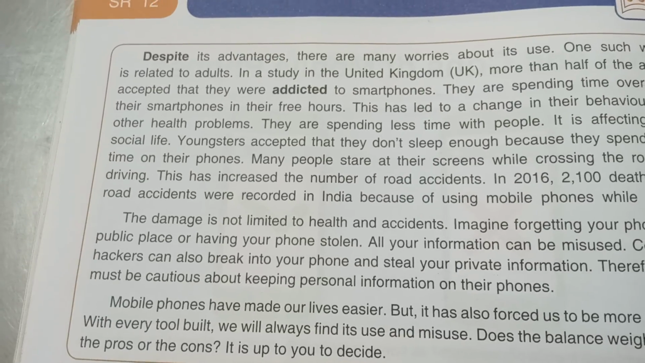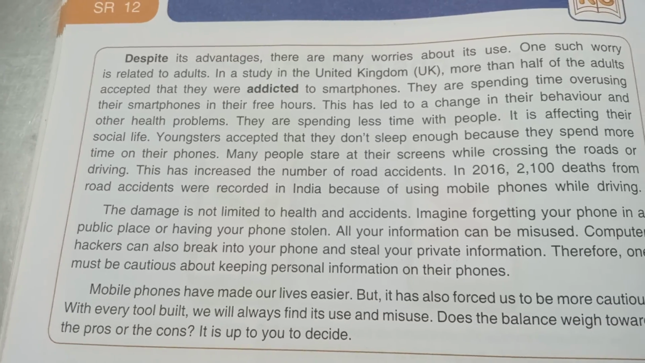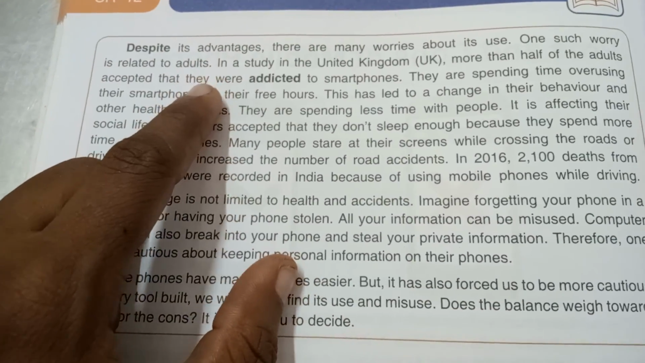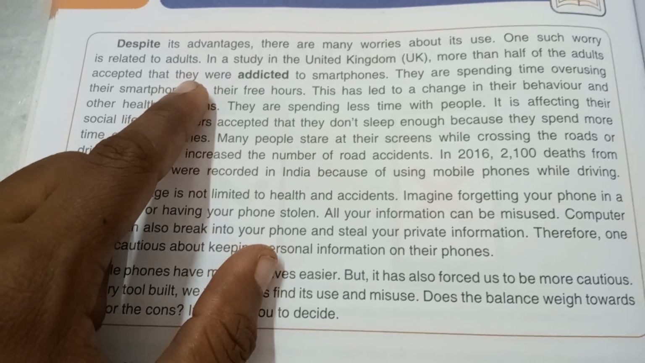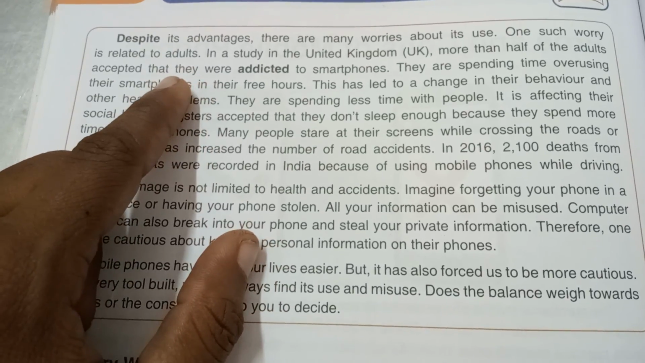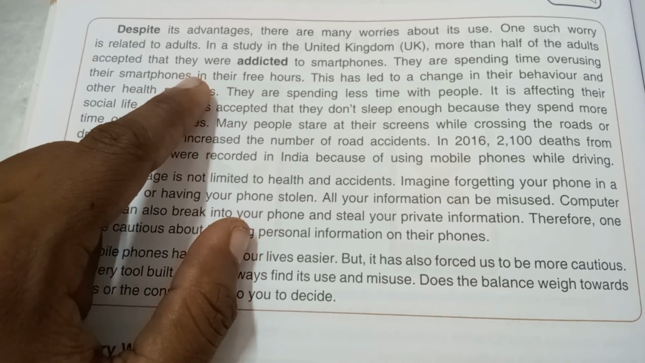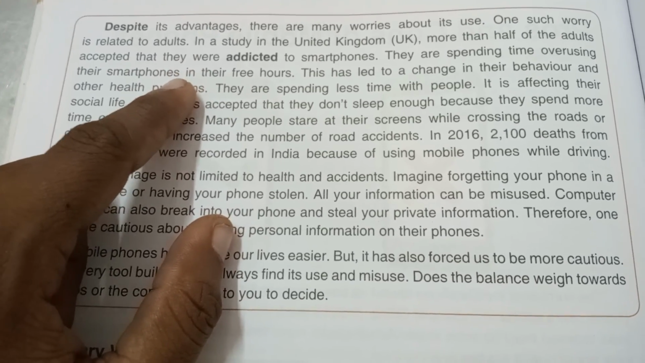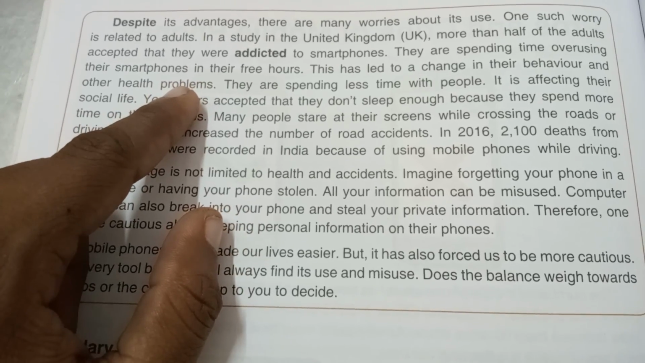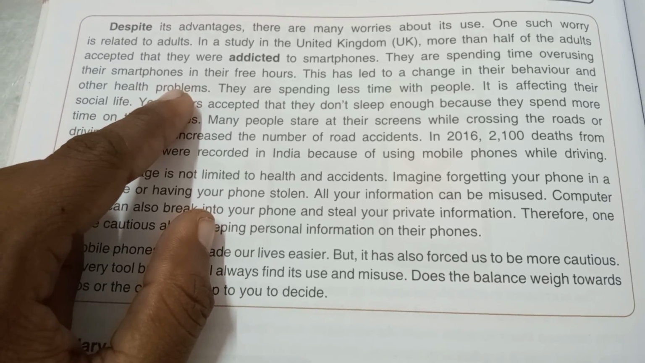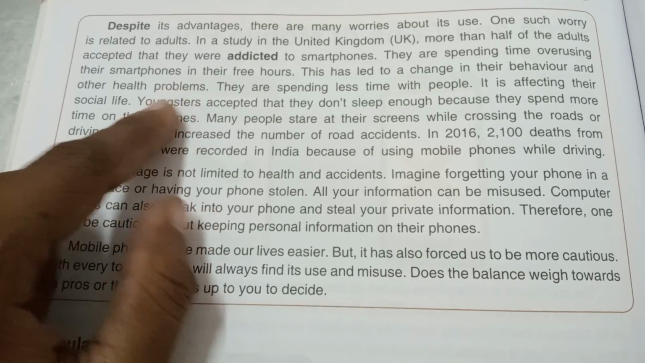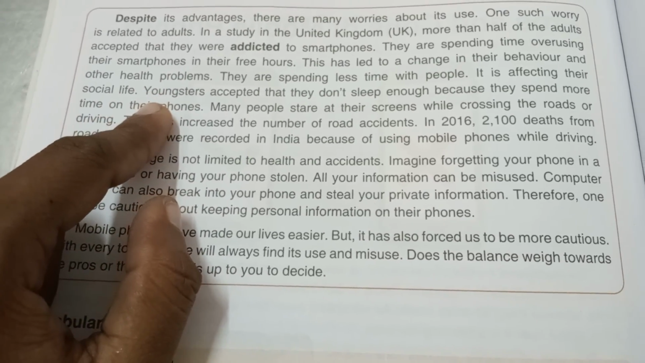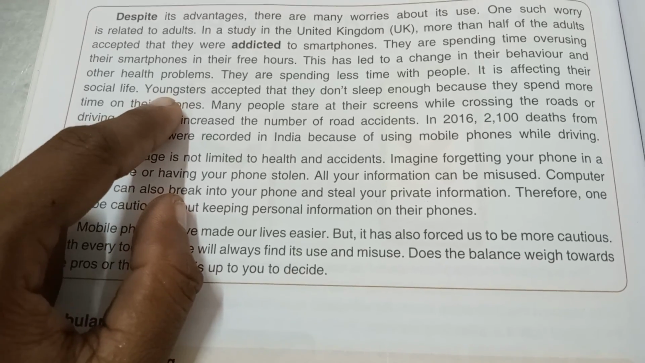Despite its advantages, there are many worries about its use. One such worry is related to adults. In a study in the United Kingdom, more than half of adults accepted that they were addicted to smartphones. They are overusing their smartphones in their free hours. It has led to changes in their behavior and other health problems. They are spending less time with people. It is affecting their social life.